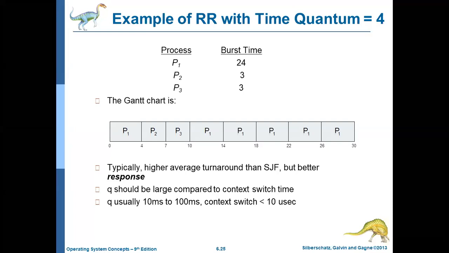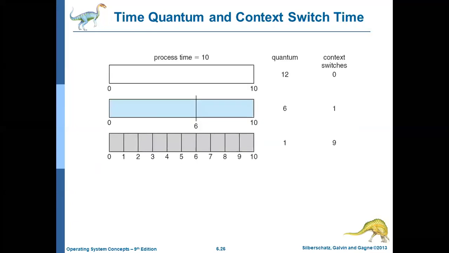Then you should calculate the average waiting time as 6 plus 4 plus 7 by 3, 5.6 milliseconds. Average turnaround time as 30 plus 7 plus 10 by 3, that is 15.66 milliseconds. These are typically higher average waiting and turnaround times than SJF, but better response, so it is widely used in time sharing operating systems like Unix and Linux.